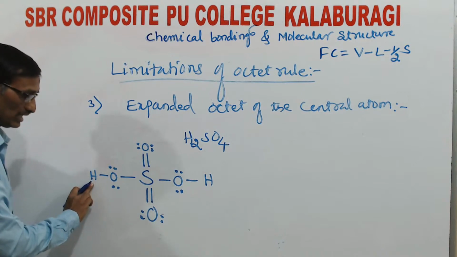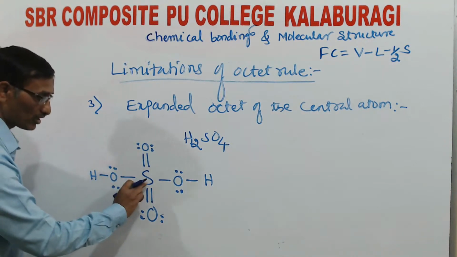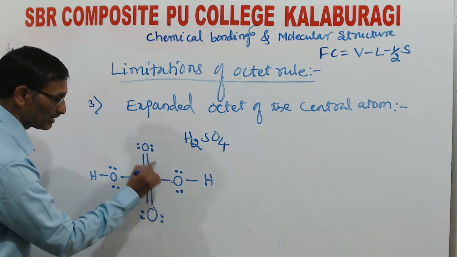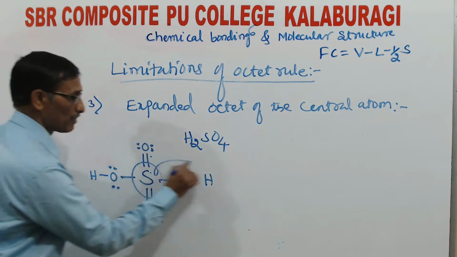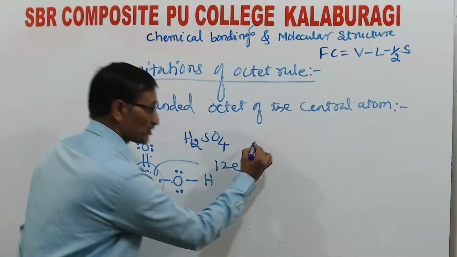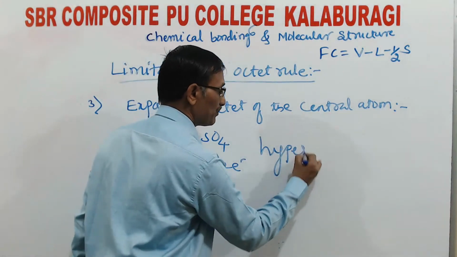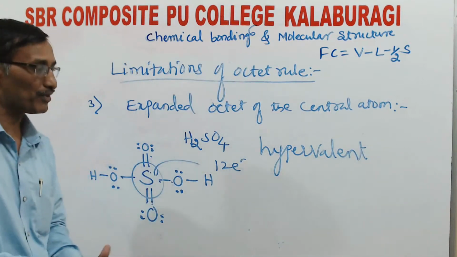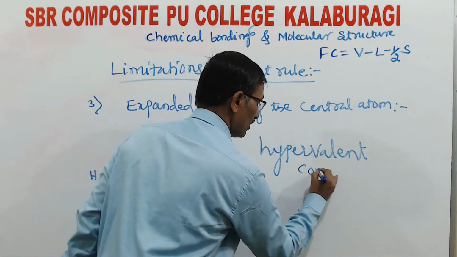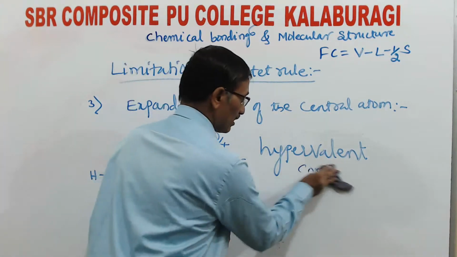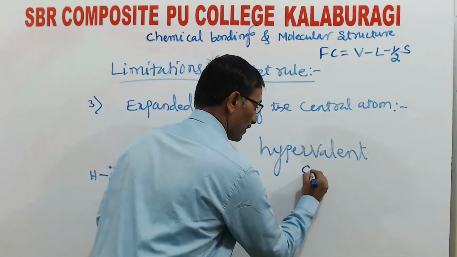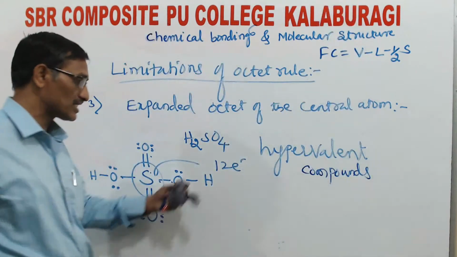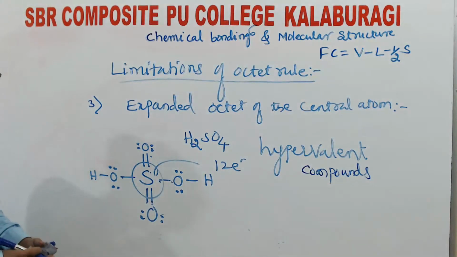This is helium, the nearest noble gas. What about the sulfur atom? 1, 2, 3, 4, 5, 6, 7, 8, 9, 10, 11, 12. 12 electrons are there. Such types of molecules are known as hypervalent compounds. Expanded octet we can say. Still these molecules are more stable.